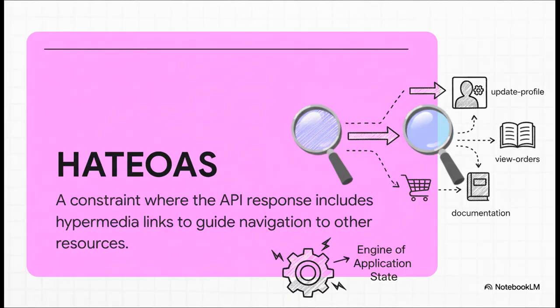And yeah, I know it's a ridiculous name. It stands for Hypermedia as the Engine of Application State. But don't let the name throw you. The concept is genius. Instead of just getting raw data back, you get data plus links that show you where to go next. This makes the API self-discoverable, almost like a website for machines.